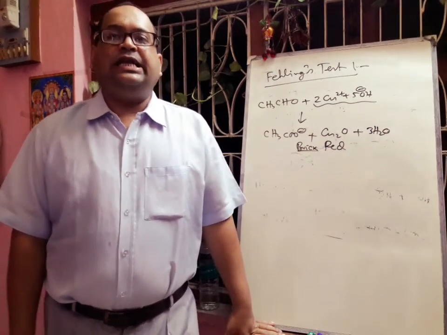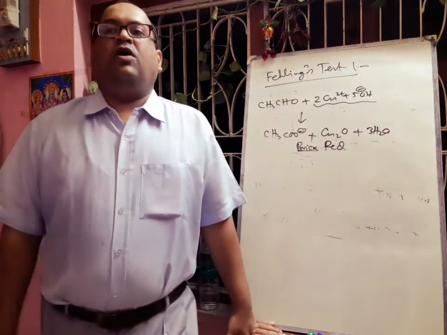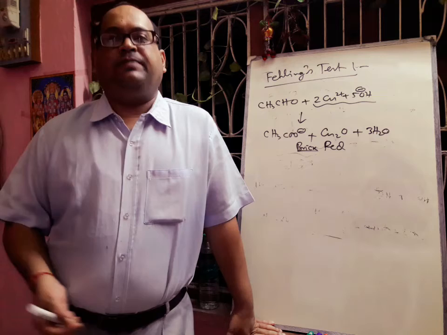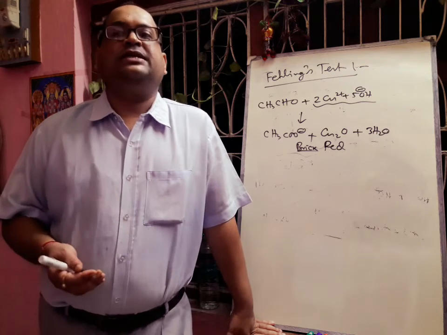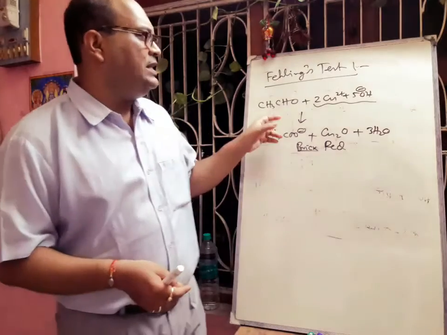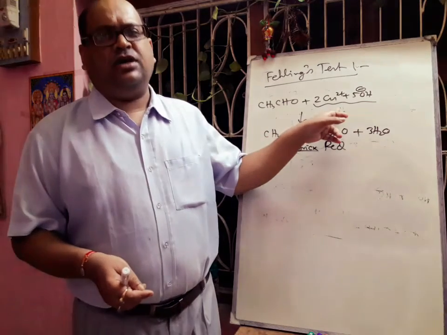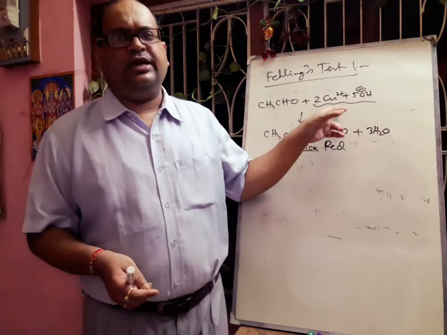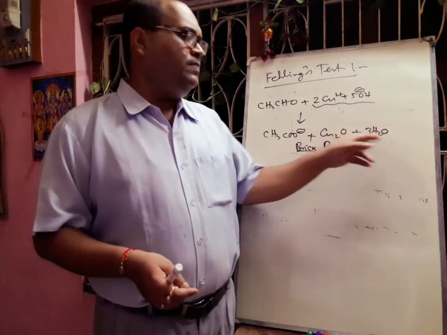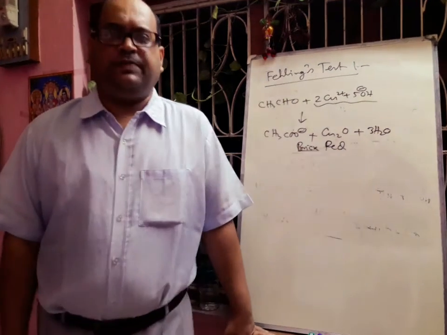Now Benedict solution is an alkaline solution of complex cupric citrate. So here we are using a citric acid complex, and the formation of the complex prevents the precipitation of cupric hydroxide in alkaline solution. Here also the same reaction. This is also the Benedict solution reagent. It will form CH3COO-, Cu2O plus water. There will be formation of a brick-red precipitate.